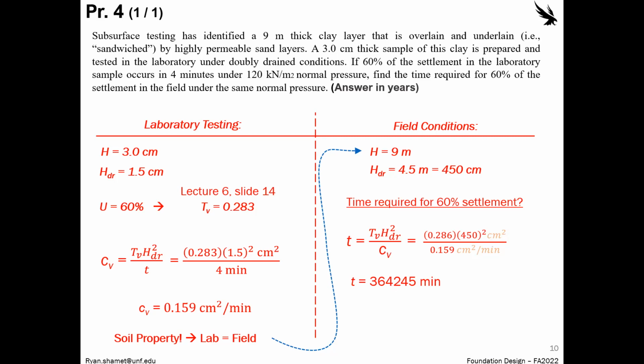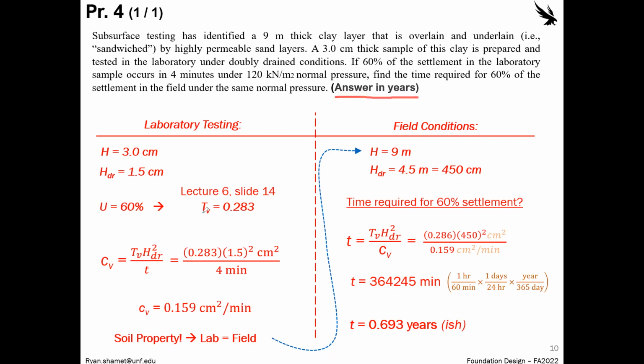A big number here. What we're asked to do is answer this in years, so we can convert this accordingly. 1 hour is 60 minutes, 1 day is 24 hours, and then 1 year is 365 days. Minutes cancel, hours cancel, days cancel. What we're left with is about 0.693 years, or about two-thirds of a year. This would be the answer for this one.